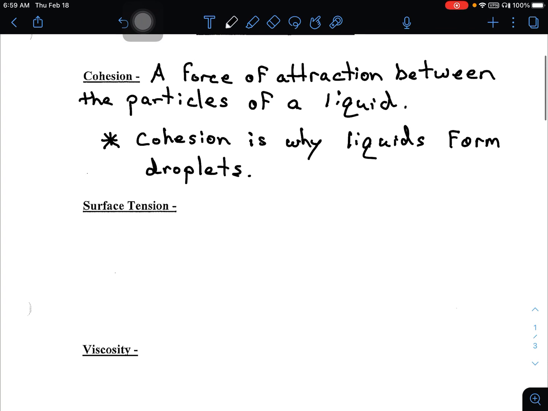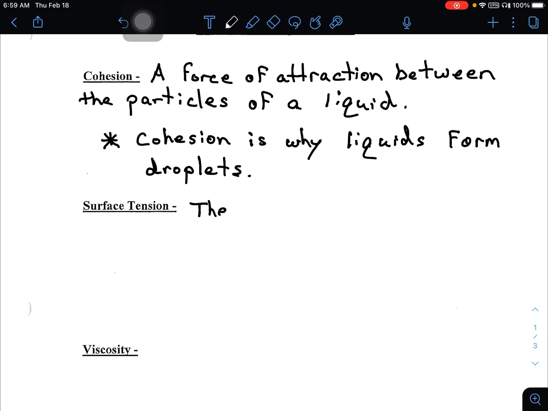Okay. Second term that we're going to talk about today is then surface tension. Now, this is related to cohesion. At the surface of a liquid, you can imagine there is a spot where the liquid particles meet the air that is above them. Because of cohesion, the liquid is attracting to itself much more than it is the air molecules above. And what this does is it creates a sort of a film.